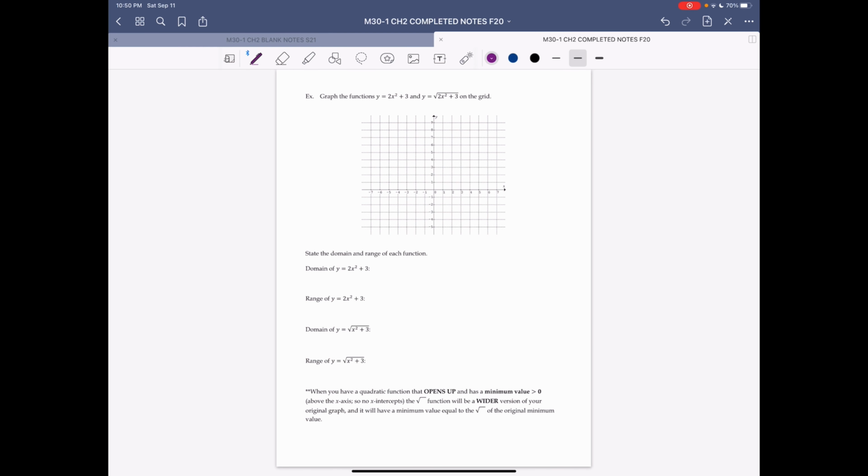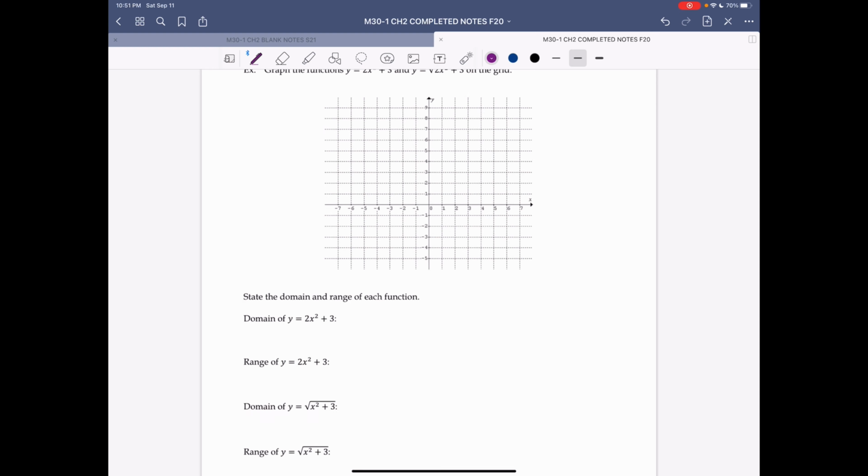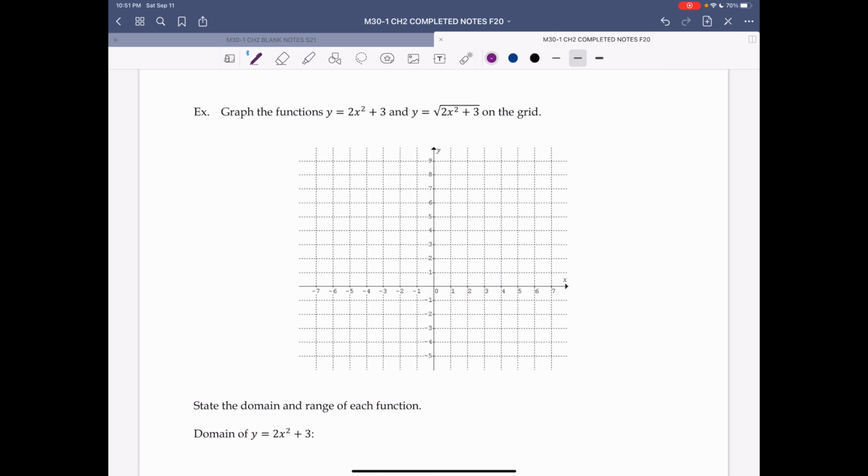Graph the functions y equals 2x squared plus 3 and y equals the square root of 2x squared plus 3 on the grid. Y equals 2x squared plus 3, it's a quadratic. It has a y-intercept at 3, so I can plot that point. Then I can plug in some numbers. If I put in 1 for x, I get 2 times 1 squared. 1 squared is just 1, so 2 times 1 is 2, plus 3 is 5. So when x equals 1, y equals 5.